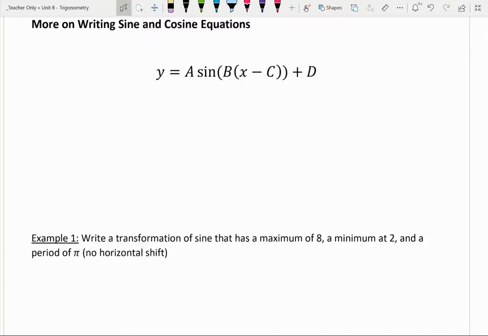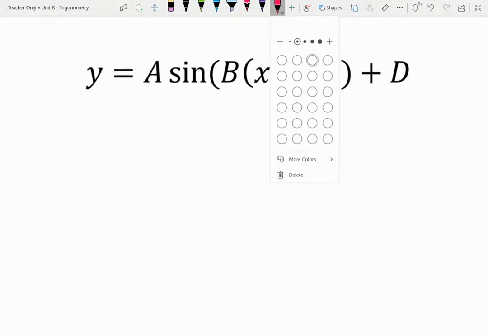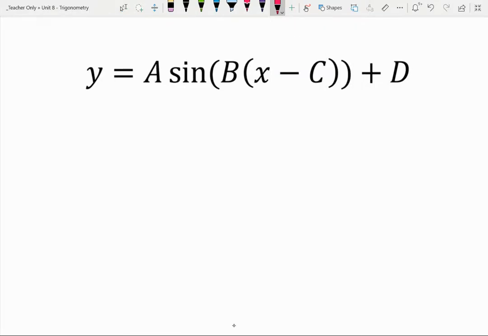Let's spend a little bit more time talking about writing equations for sine and cosine based on either transformations or key features, because this can be a pretty tricky topic. So remember, there's several different features or transformations that we can identify here. So the a value, whether this is sine or cosine, tells us the amplitude of the graph.